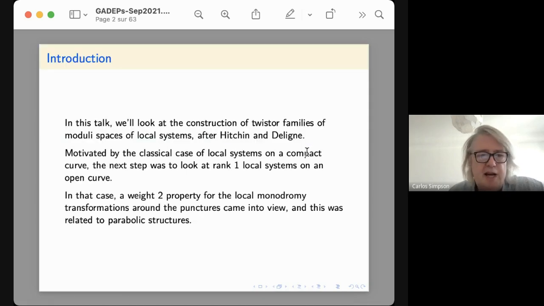But before getting there, I'd like to talk about the compact curve case, and then the rank 1 case. The general topic here is of course a moduli space of local systems, of representations of the fundamental group for an algebraic curve. And so that's some kind of non-abelian Hodge theory.